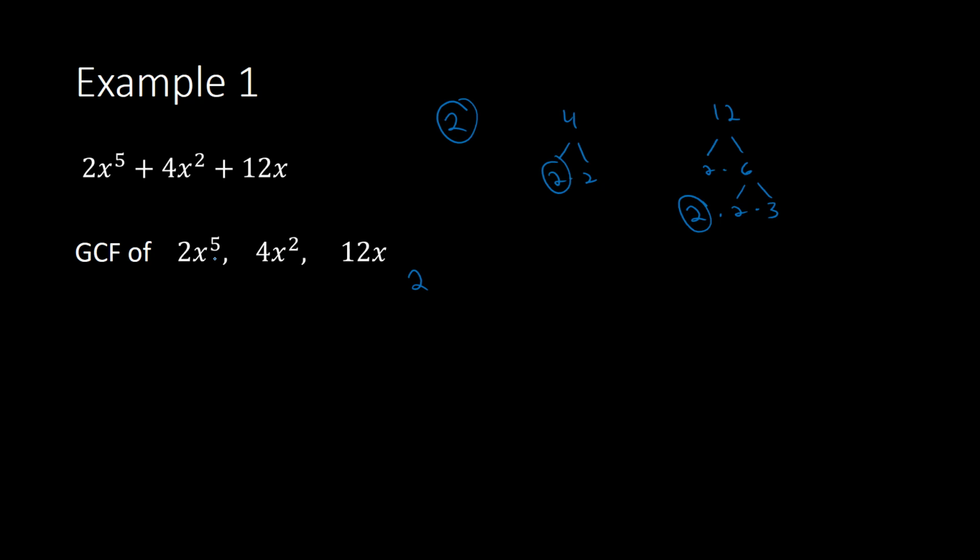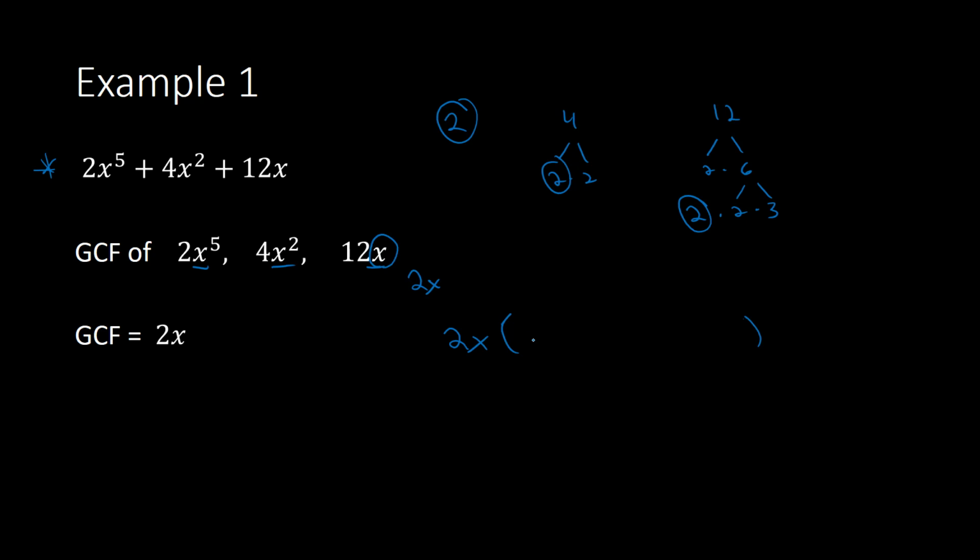And now looking at the variable, we have x to the fifth, x squared, and an x. What do they have in common? Well, they all have one x in common. So the GCF of all of this would be 2x. So now what do we do with that 2x? Well, we are going to pull it out of this expression up here. So we're going to pull out a 2x. And then we're going to be left with something in parentheses.